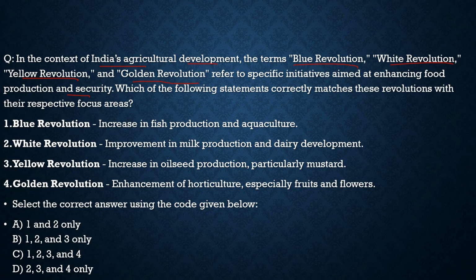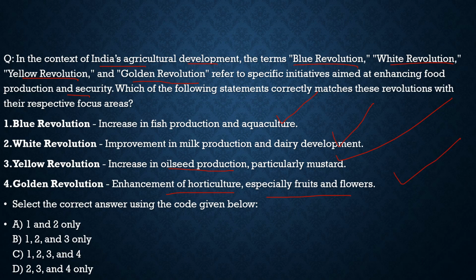First, Blue Revolution: increase in fish production and aquaculture, 100% correct. Second, White Revolution: improvement in milk production and dairy development, 100% correct. Third, Yellow Revolution: increase in oilseed production, particularly mustard, 100% correct. Fourth, Golden Revolution: enhancement of horticulture, especially fruits and flowers, 100% correct. In a few areas honey is also added to it, so this is also a correct statement.